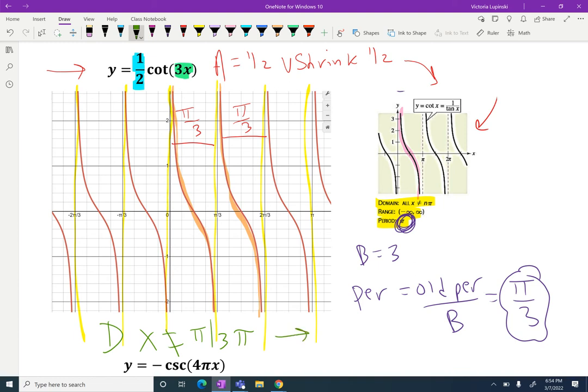Remember, there are infinitely many answers that you could write. You could say pi over 3n. You could also say pi over 3 plus pi over 3n. That would mean that if you start at pi over 3 and you keep adding pi over 3's in each direction, you should get all the asymptotes. And you could also set this up for any starting asymptote, and then how far is it to the next one.